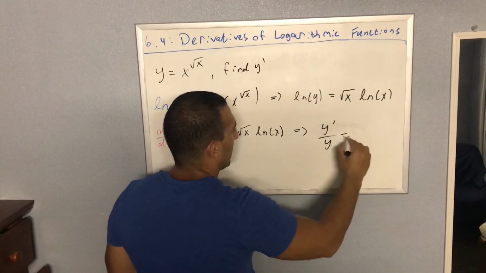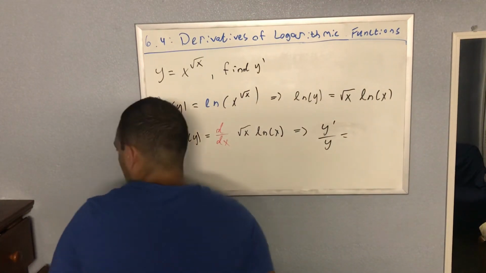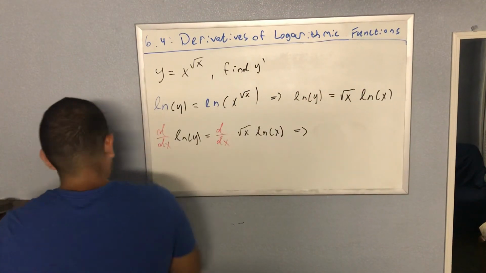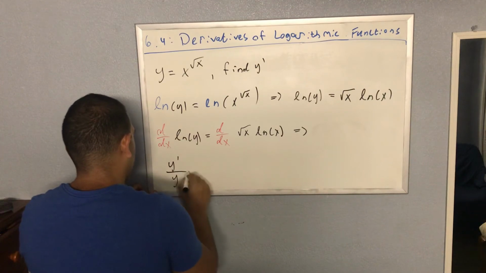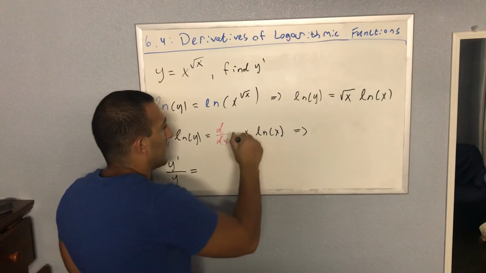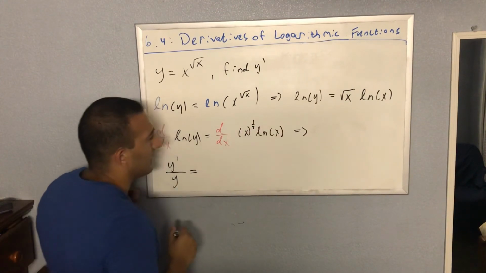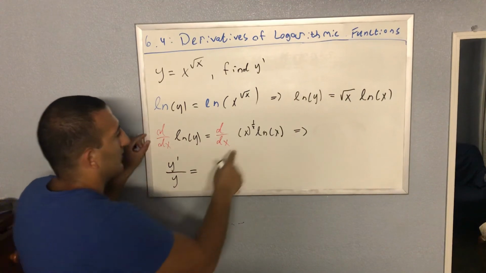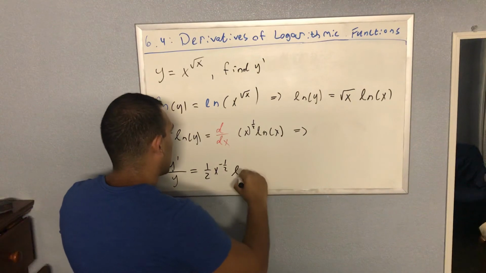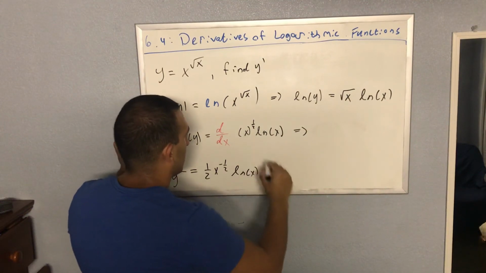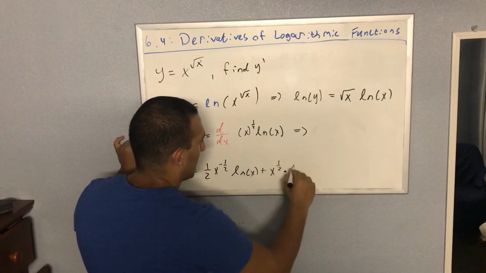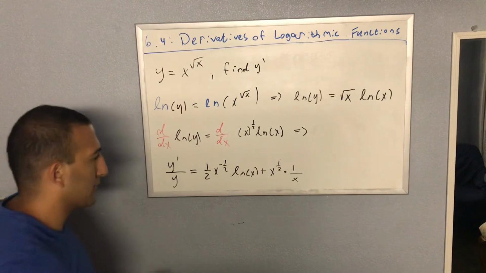Y prime over y now is going to be equal to, and I'll have to come down here, and take this derivative. We use the product rule, and to make our lives easier, you can write this as x to the 1/2. So the derivative of the first function is 1/2 x to the minus 1/2, then times the second one, and then plus the original first function, times the derivative of ln, which is 1 over x. That's the product rule here.